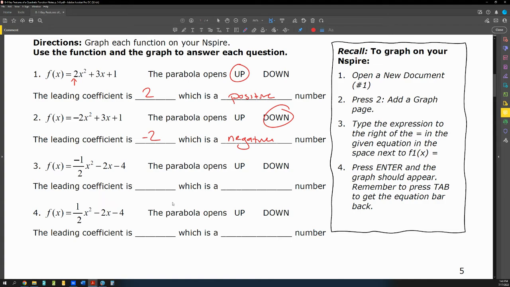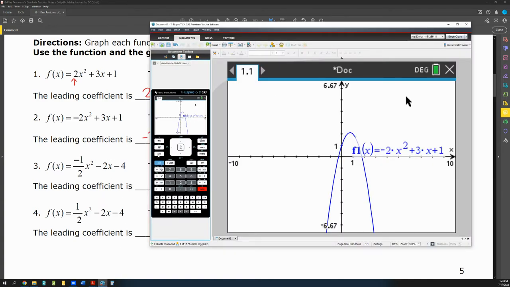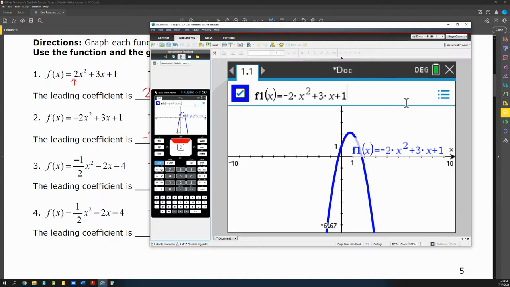All right, let's consider the next one. So here we have, I'm going to type in this function. I'm going to hit tab and then go back up, and I'm going to clear this. You can just spam delete or you can hit control clear.